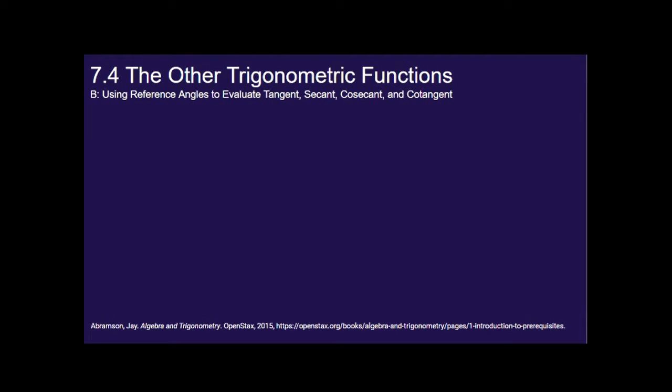This is 7.4B&C from OpenStax, Algebra and Trigonometry. First, we're going to look at section B, using reference angles to evaluate tangent, secant, cosecant, and cotangent.